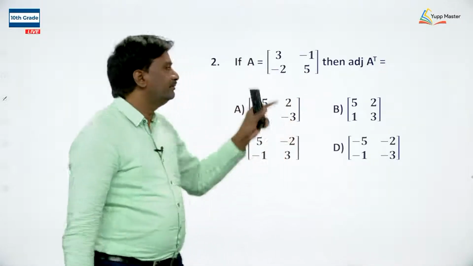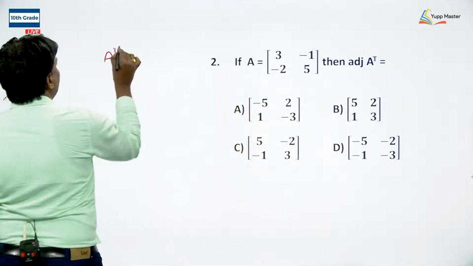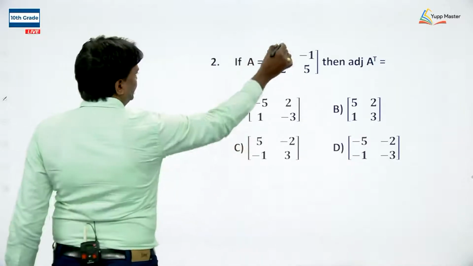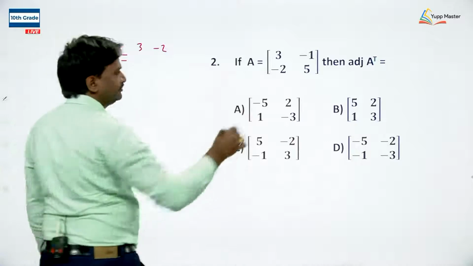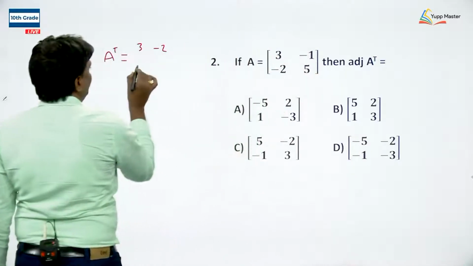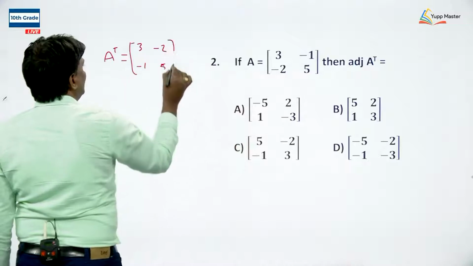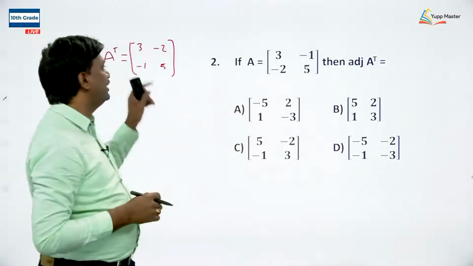So by finding the transpose of this matrix, we get A transpose by interchanging the rows and columns. The first column is 3, -2, write that as the first row. The second column is -1, 5, write that as the second row. So A transpose is [3, -2; -1, 5].